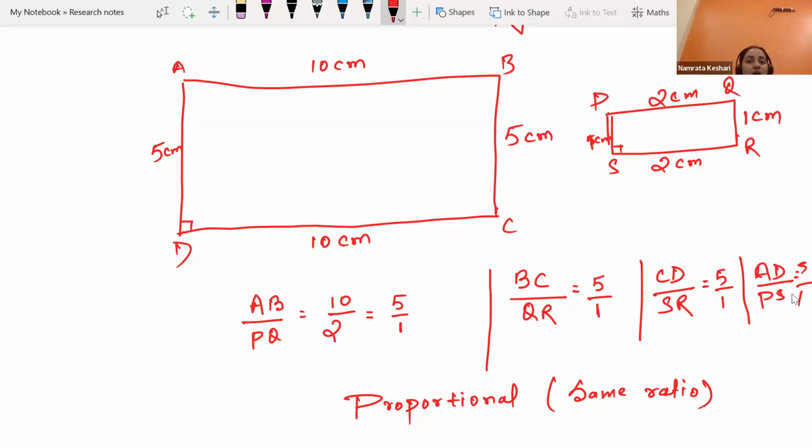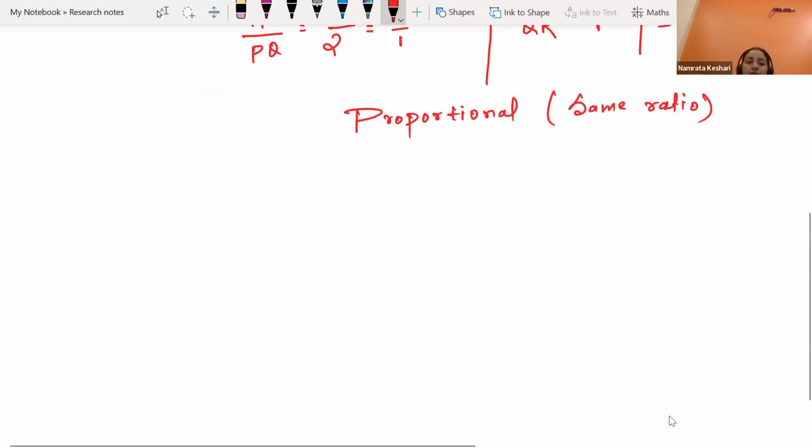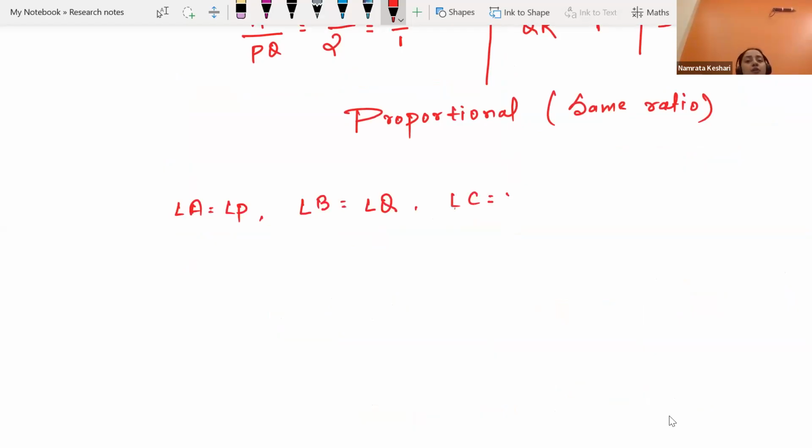So why are we not comparing the angles here? Because I said initially that these two are rectangles, and rectangle means each and every angle will be 90 degrees. So I don't need to compare angle A equals P, angle B equals Q, because in a rectangle every angle is 90 degrees. Yes or no? Yeah, it will be. So the angles also have to be the same. Sides must be in proportion, corresponding angles must be equal with each other, and then only will we say that the two figures are similar with each other.